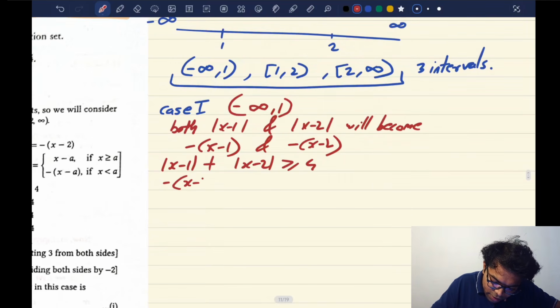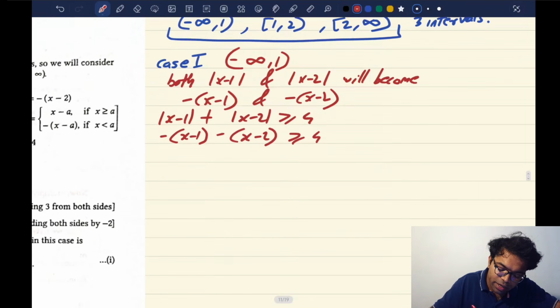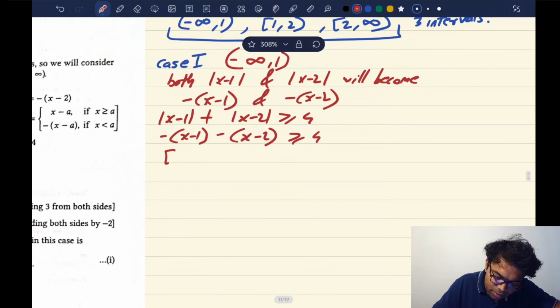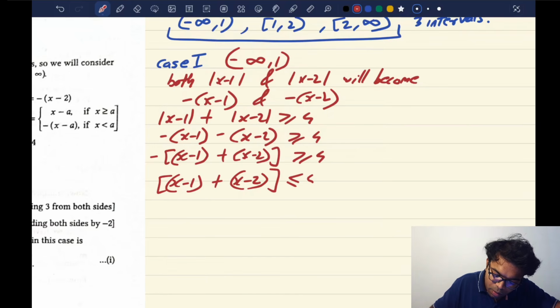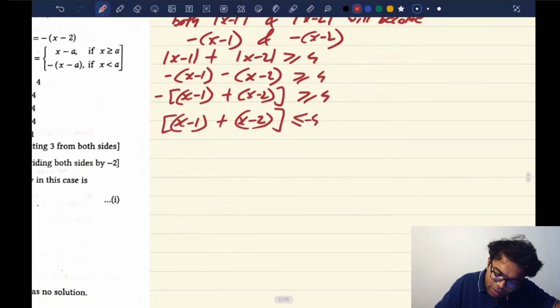Therefore, minus of (x minus 1) plus minus of (x minus 2) should be greater than or equal to 4. If I take this minus out, what do I get? Minus of (x minus 1 plus x minus 2) should be greater than or equal to 4. And then x minus 1 plus x minus 2 will be less than or equal to minus 4. Okay, so now just open it. x minus 1 plus x minus 2 is less than or equal to minus 4.